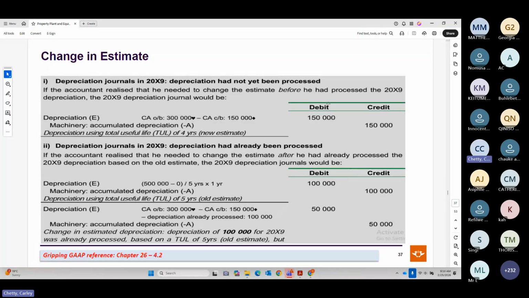Okay, so you can see the difference here between part 1, if the accountant had not processed the journal, and then part 2, if they had already processed based on the old estimates, they would need to process a further 50,000 Rand. But the net effect, if you add up the 2 journals in part 2, is the same amounts as the accountant processed in part 1. Okay. So just have a look at this example here.